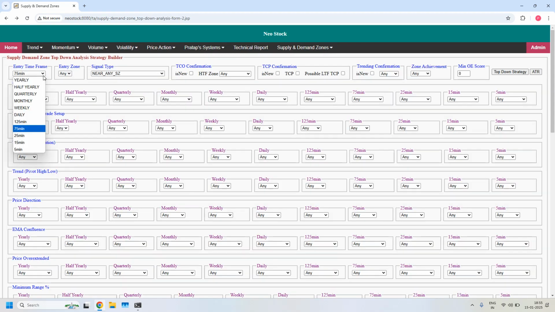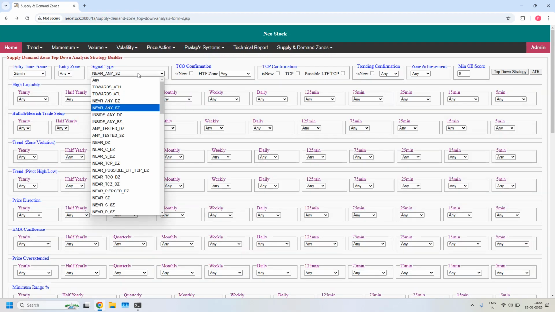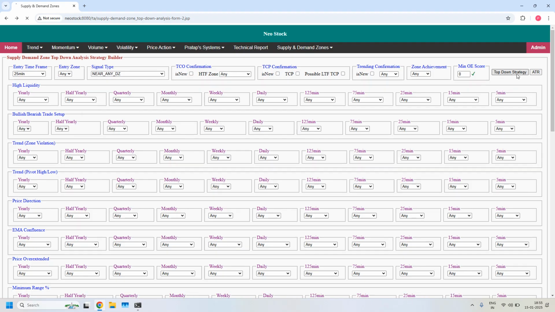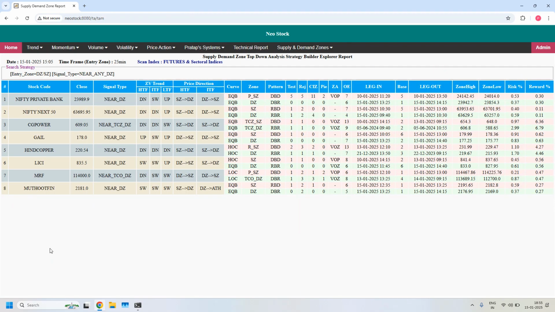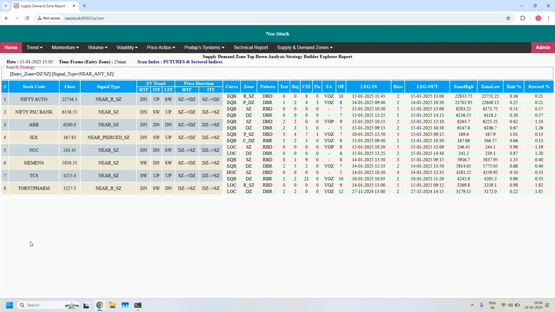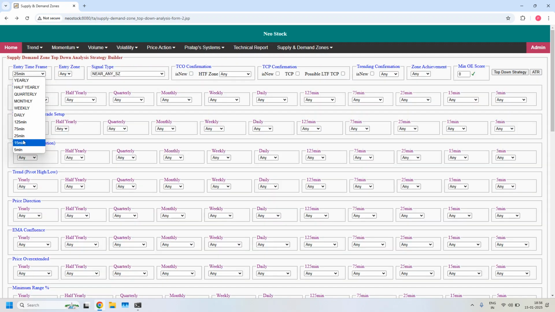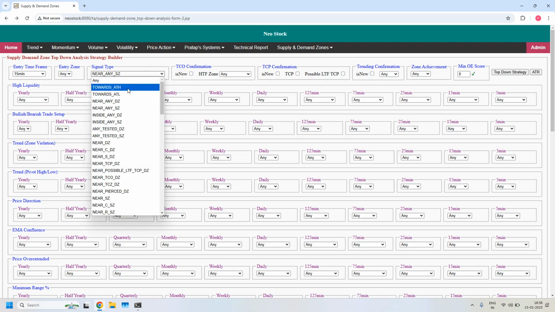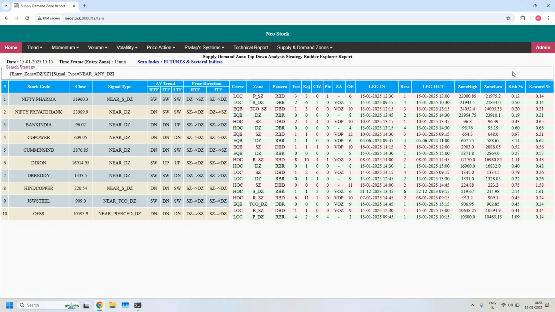Next time frame is 25 minutes. Stocks near 25 minutes demand zone, we have 8 stocks available. Next, 25 minutes time frame, stocks near 25 minutes supply zone. We got 8 stocks. Next time frame is 15 minutes. Stocks near 15 minutes demand zone. We got 10 stocks.